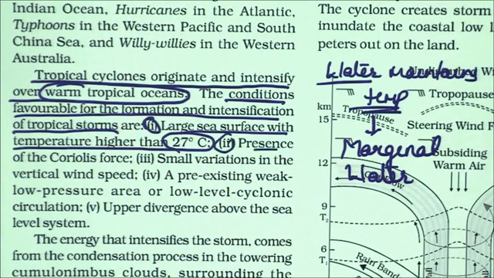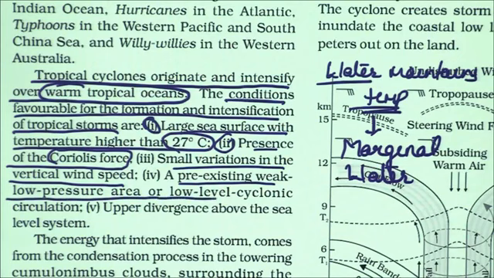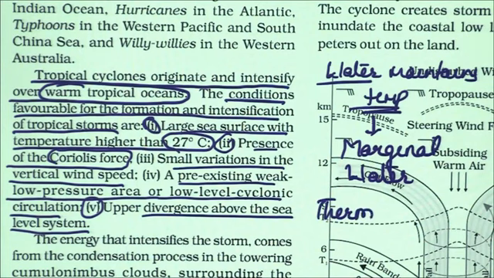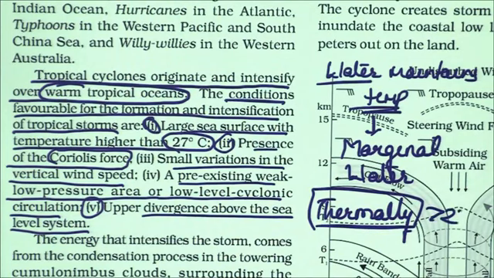Number 2 says presence of Coriolis force. Number 3 is small variation in vertical wind speed, number 4 is a pre-existing weak low pressure area or low-level cyclonic circulation, and number 5 is upper divergence above the sea level system. Now to understand it, number 1 becomes very evident: I require high temperature because it is a thermally induced system. So if this thermally induced system requires a temperature of more than 27 degrees Celsius, why is it essential for me to talk about marginal water?